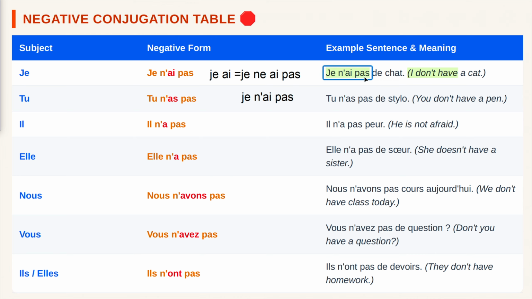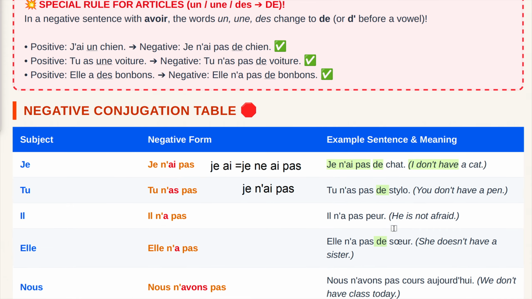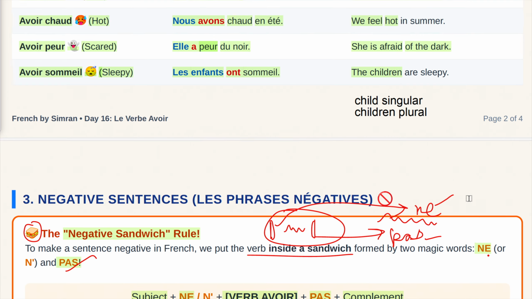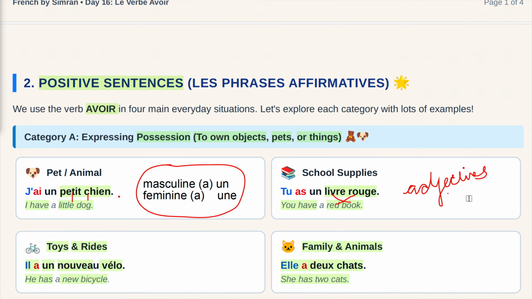And there is one more thing. If you look at the entire sentences here, we are using the same article all the time. So this is a very important rule. This is a special rule for articles only: a, un, des. So we will not be saying "I don't have a cat" using a; instead of a, you will be using de.